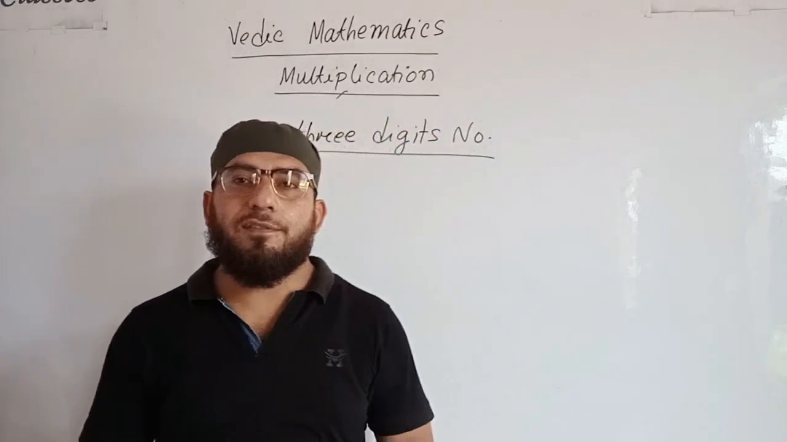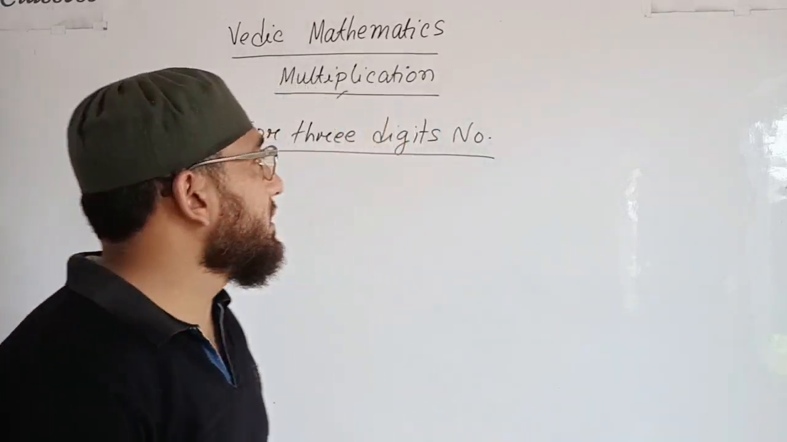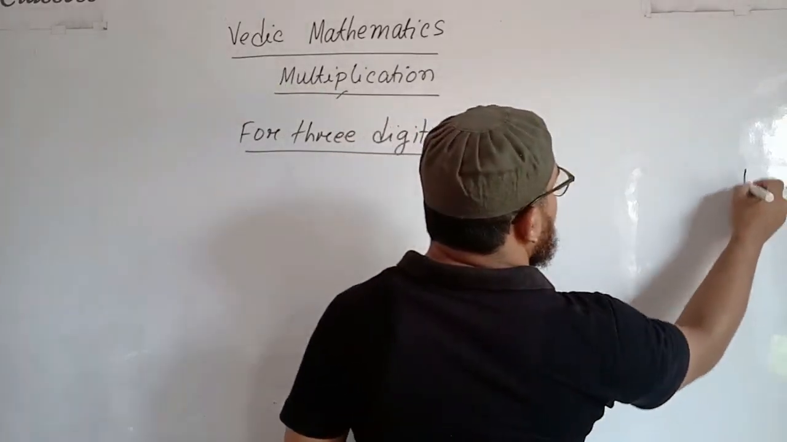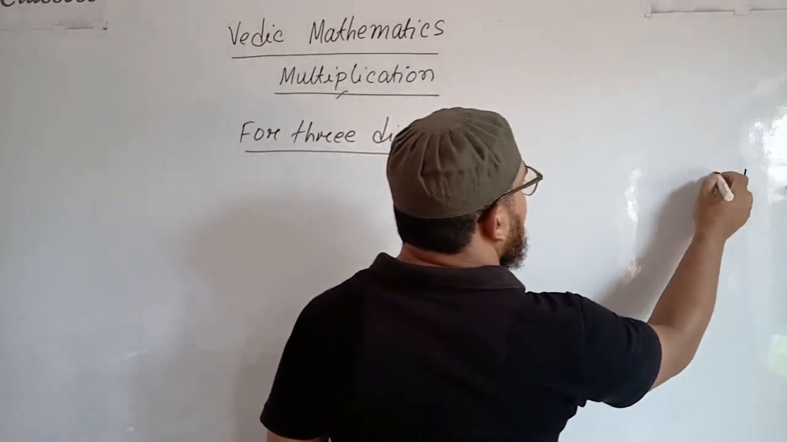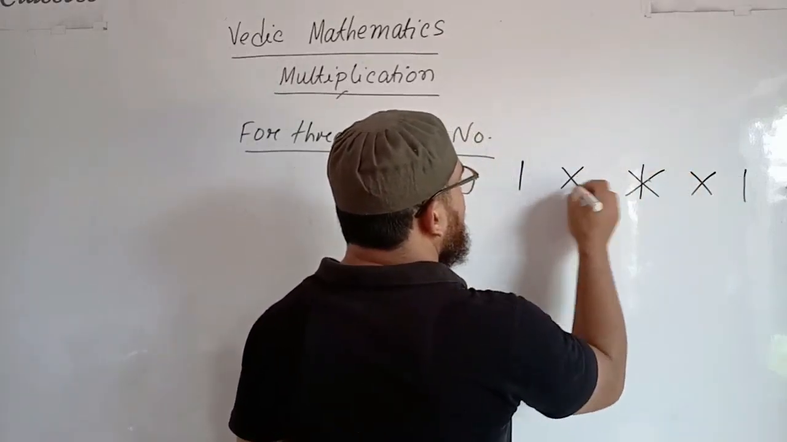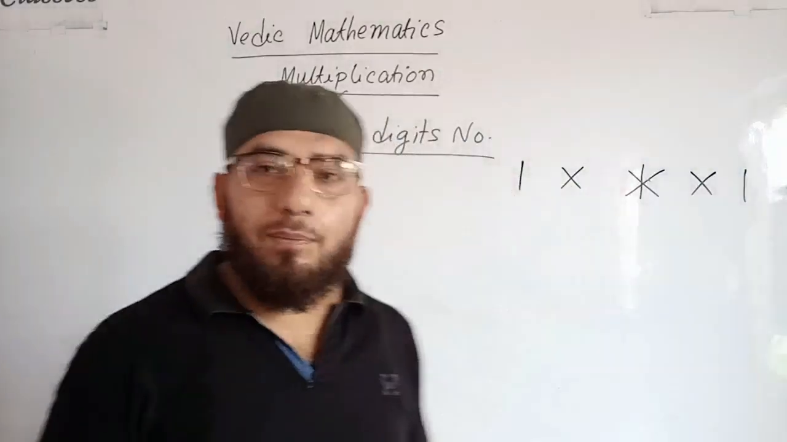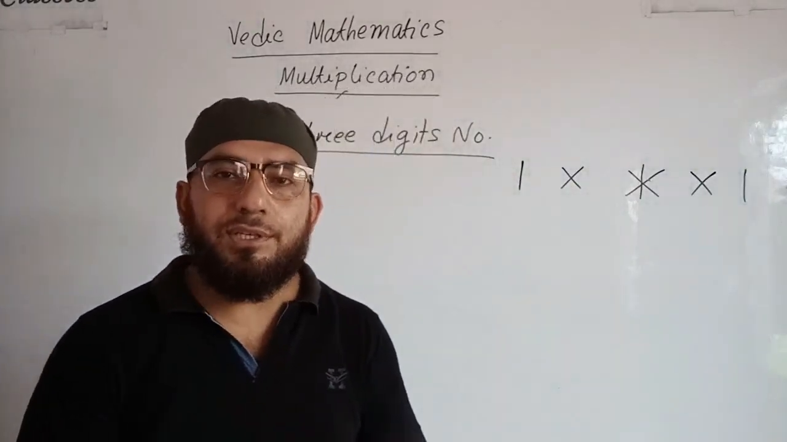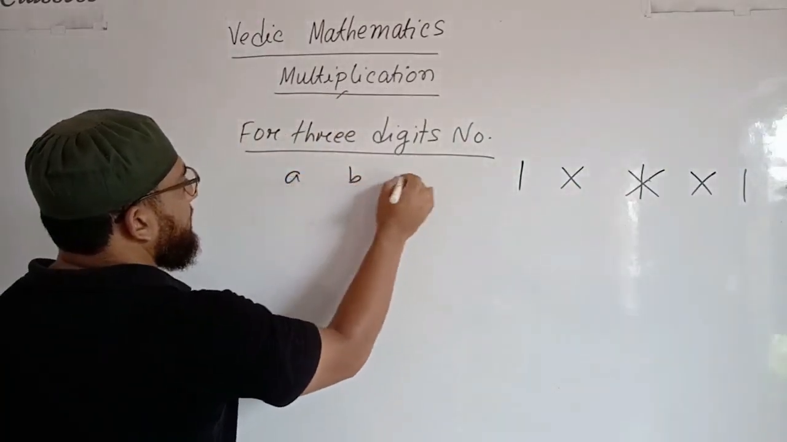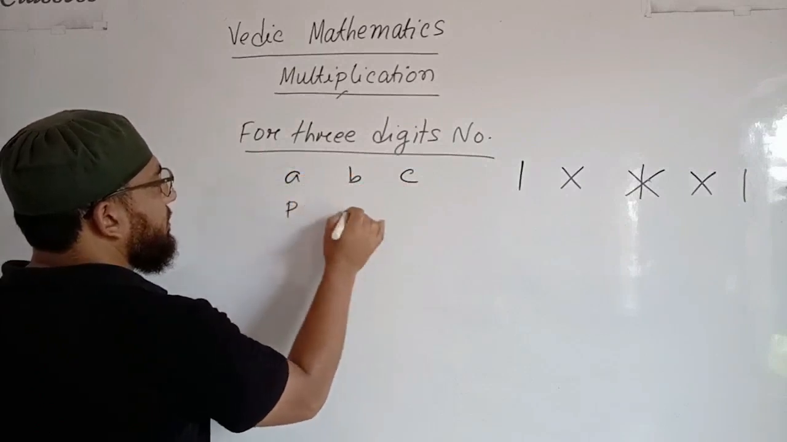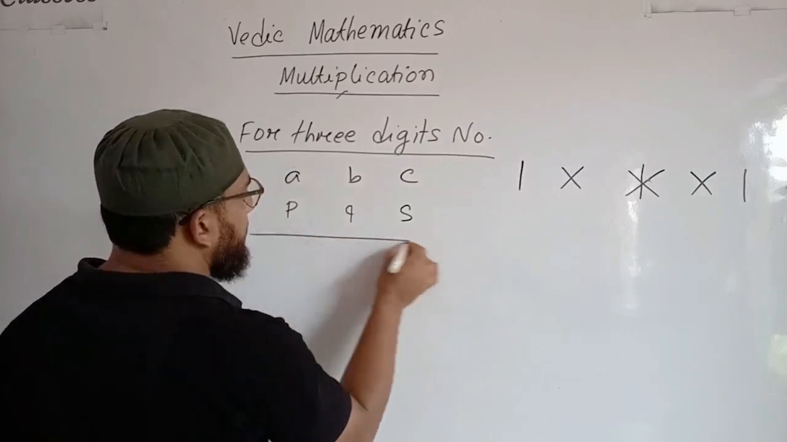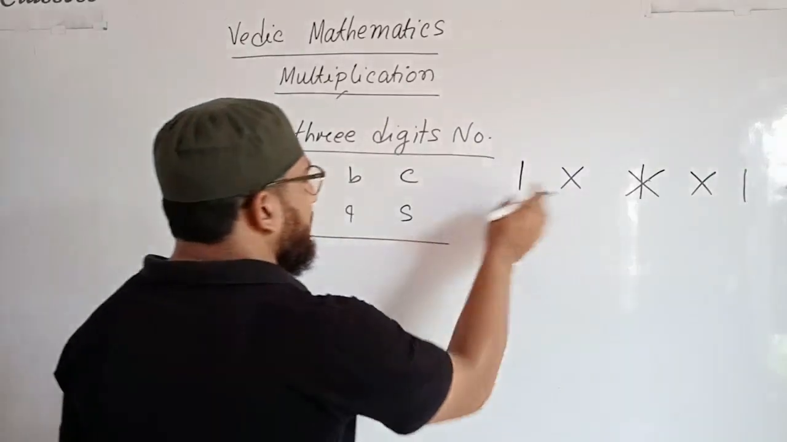Now multiplication of 3-digit numbers using Vedic mathematics. So here the operation will be like this. First vertical, then crosswise, then vertical with crosswise, then crosswise, then vertical. So you have to do 5 operations in case of 3-digit number. So consider you have ABC and PQS. Now you have to do 5 operations here.